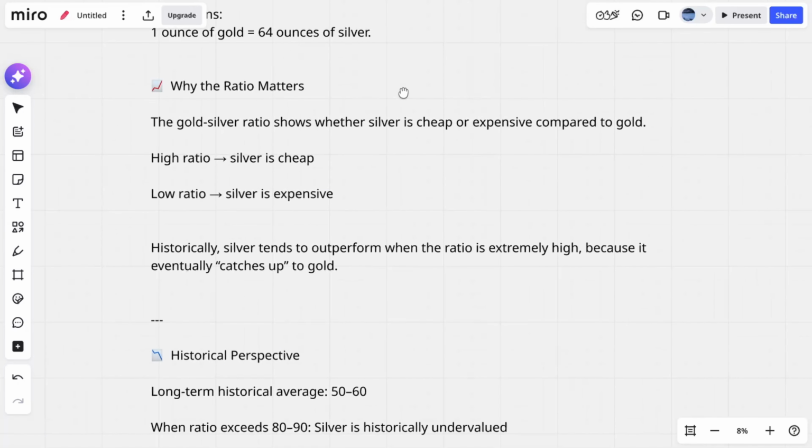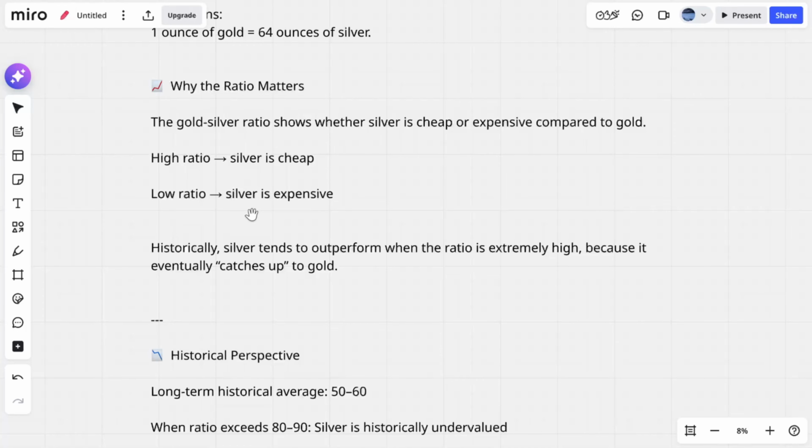Now, it's important to understand why the ratio matters. The gold to silver ratio shows you whether silver is cheap or expensive compared to gold. A high ratio means silver is cheap. I made some sort of TikTok posters a while back, and at that time the gold to silver ratio was above 100, and now it's come down to 64.